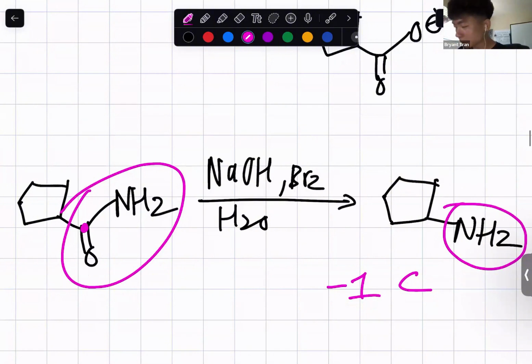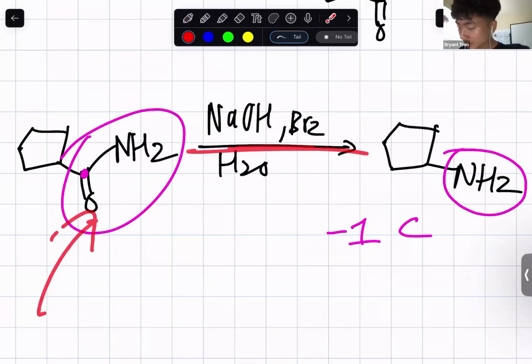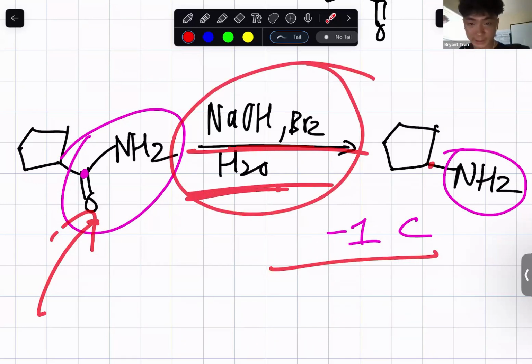So that's the most important feature about this for synthesis. If you see one less carbon, you could think of this reaction here. You want to get to this primary amide somehow, and then you could get rid of one carbon by doing Hofmann rearrangement using these reagents here, which will get to this amine.